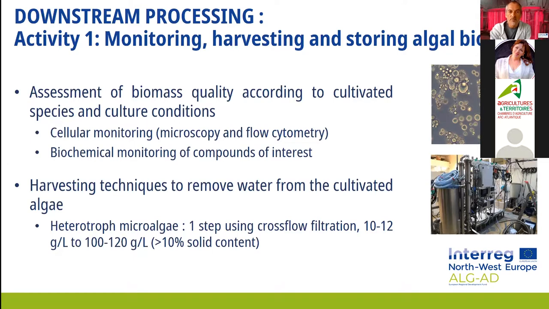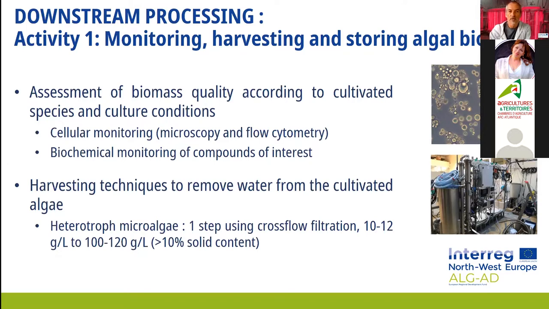The biomass harvesting, which aims to eliminate as much water as possible, is a key step because it partly determines the downstream processing that can be applied to this biomass. There are many parameters to take into account, like cell fragility, the final concentration expected, the form in which the biomass is stored, and the storage capacity that is available.